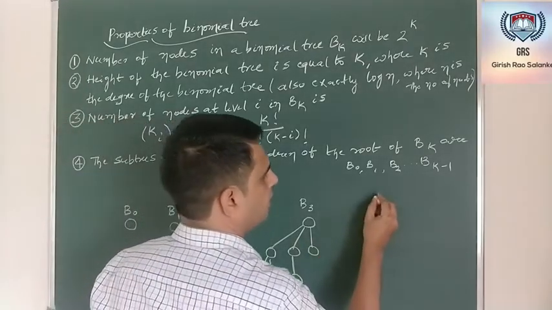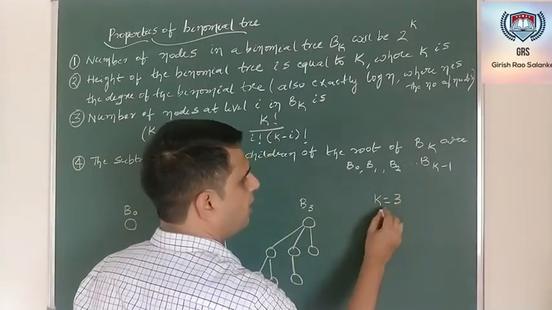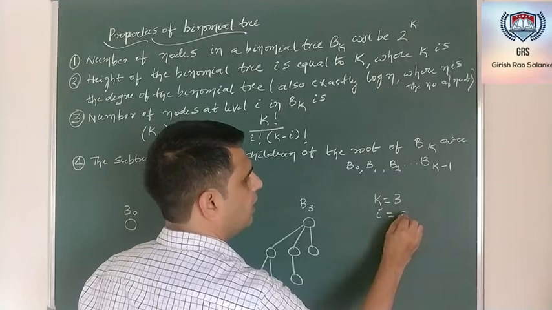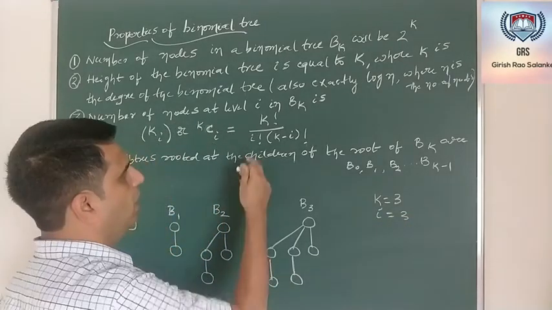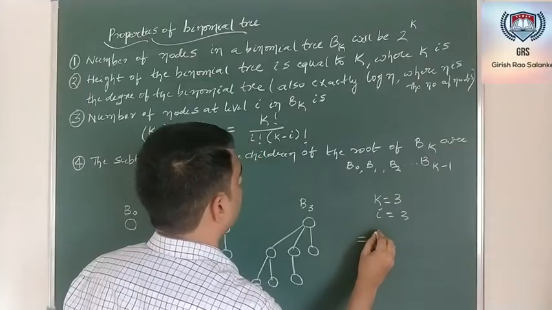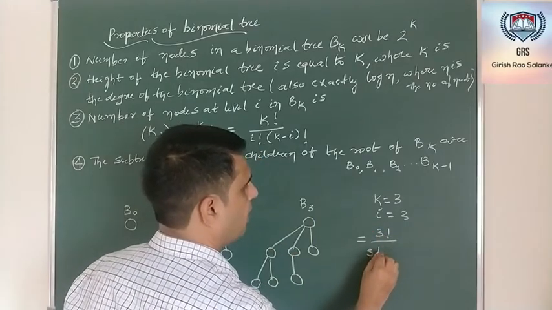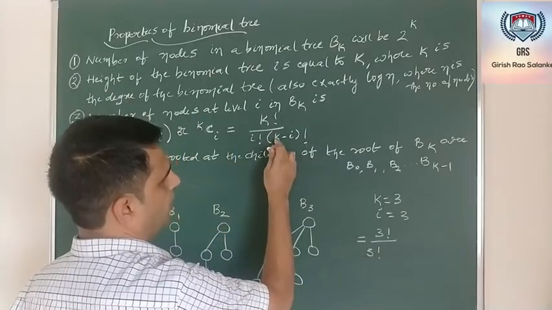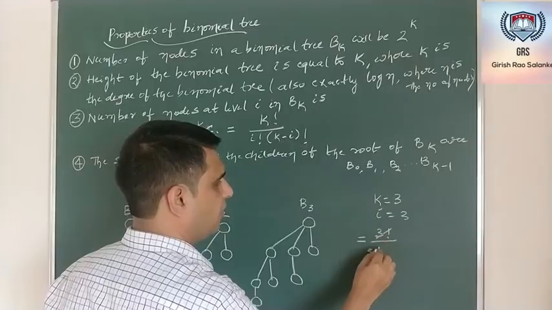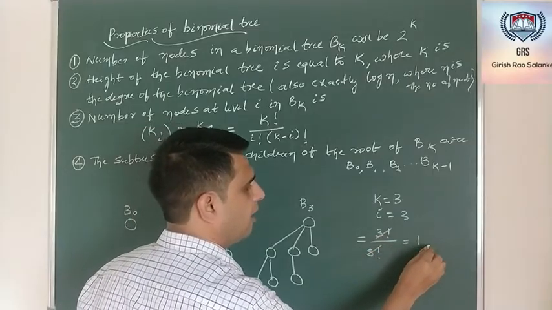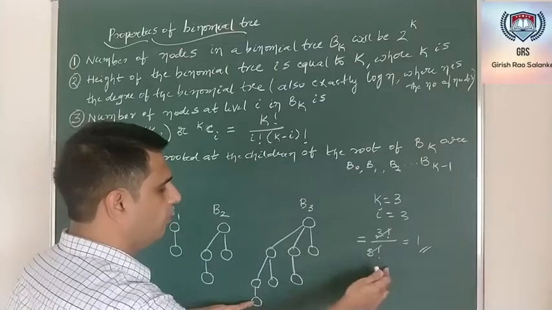Let me take this. In this tree, the k value is 3 and the i value is also 3. As you have noted here, I have only one node. How to calculate this? This is equal to k factorial, that is 3 factorial, divided by i factorial, that is 3 factorial, times k minus i factorial, that is 0 factorial. So hence 3 factorial and 3 factorial get cancelled. I am left with only 1. So if you note here, at level 3 I have only one node.